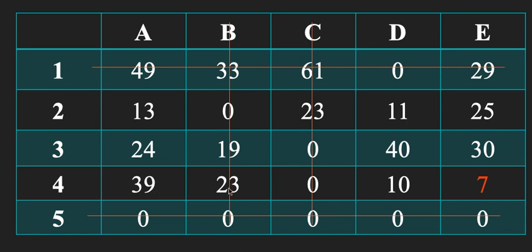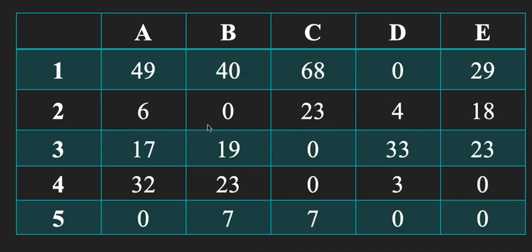This will remain same, 23, this will again remain same. 10 minus 7 is 3, 7 minus 7 is 0. Then 0 will remain same here, 7 will get added here, 7 will get added here, 0 will remain same, 0 will remain. So we are going to get here 49, 40, 68, 0, 29, 6, 0, 23, 4, 18, 17, 19, 0, 20, 33, 23, 32, 23, 0, 3, 0, 0, 7, 7 and 00.